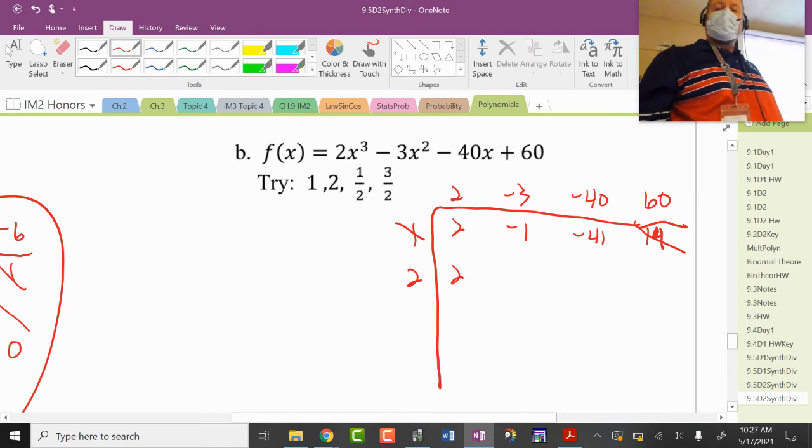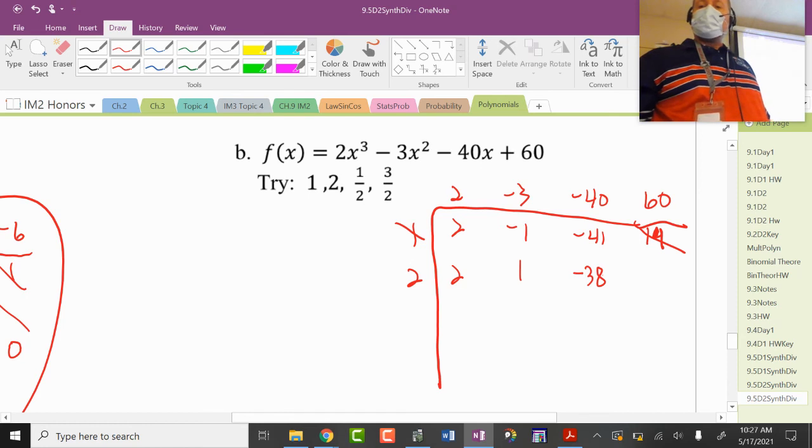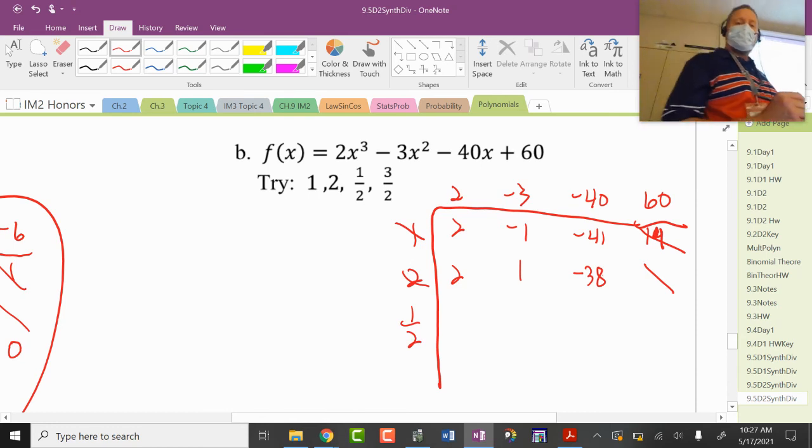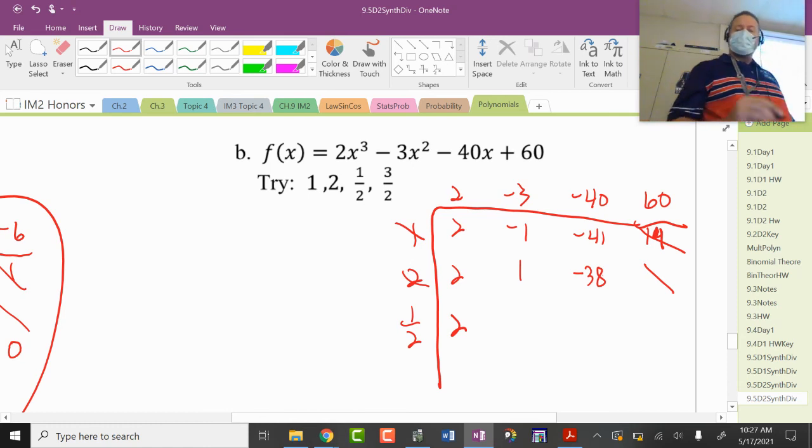Bring down the 2. 2 times 2 is 4. 2 plus negative 40 is negative 38. 2 times negative 38 is not negative 60. This is not a 0. This is what students did back in the day when they didn't have graphing calculators as an option. Don't freak out. Just bring down the 2.